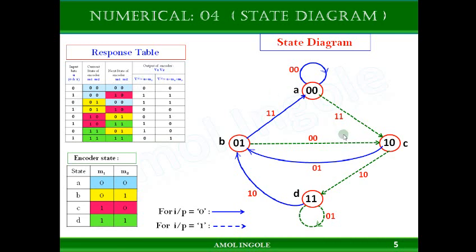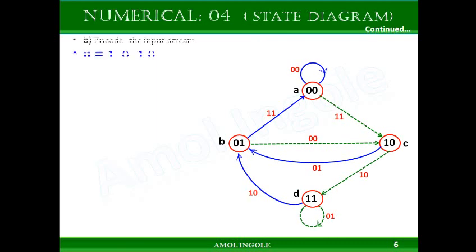Once you have the state diagram ready, you can use it to encode an input bit stream of any length. We are considering now the input bit stream which was given in the numerical, and it was 1010. Let us encode this using the state diagram. I'm considering the same state diagram which we have prepared. Let us encode the output.